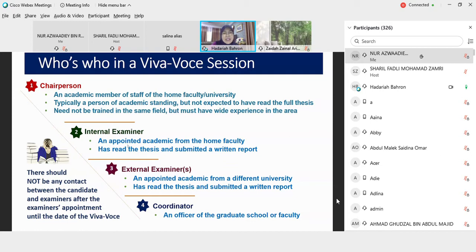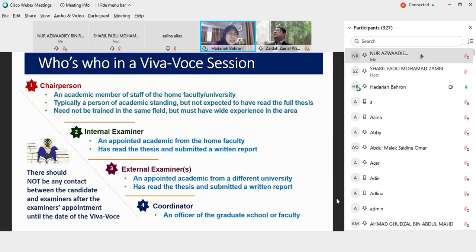Who is the internal examiner? The internal examiner is an appointed academic from the home faculty or the home university. He has read the thesis and has submitted a written report. An external examiner is an appointed academic from a different university. He has also read the thesis and submitted a written report. Usually we have a coordinator from the Office of Graduate School or the faculty, and we have the student.